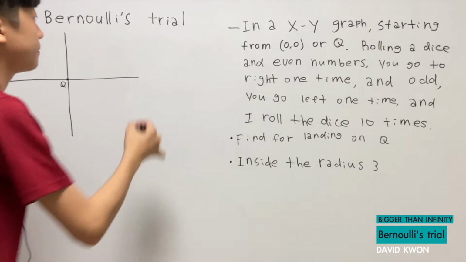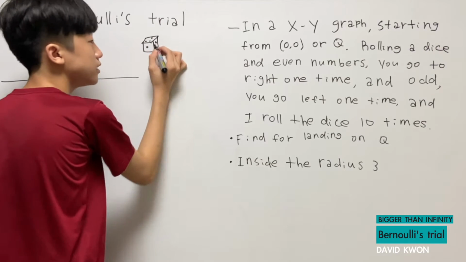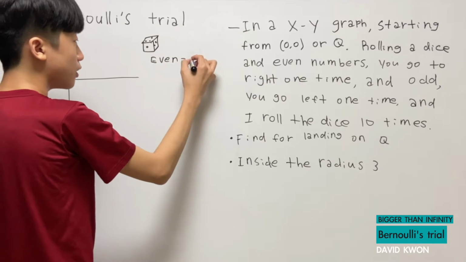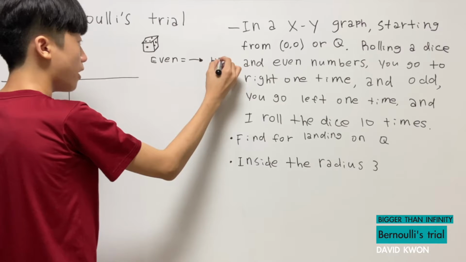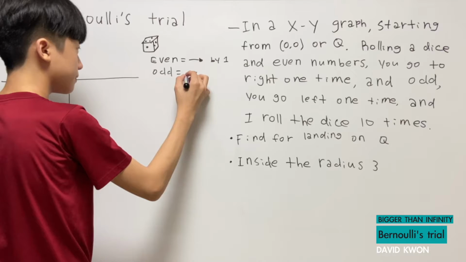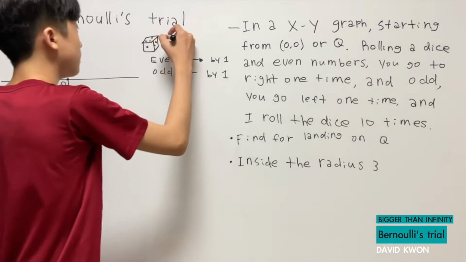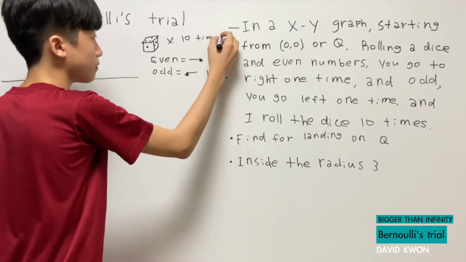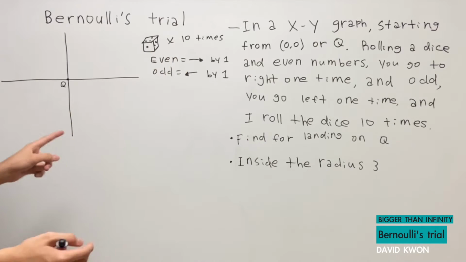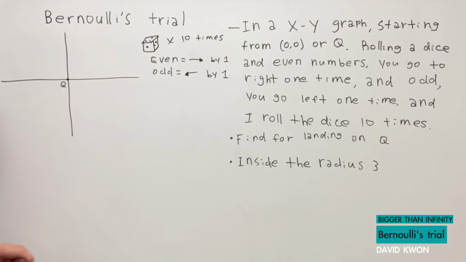Rolling a dice, even means go right by 1, and odd means go left by 1. And if I roll the dice 10 times, find the probability of landing on Q. So if I roll this 10 times, it goes to the right, left. What's the probability of landing on Q?